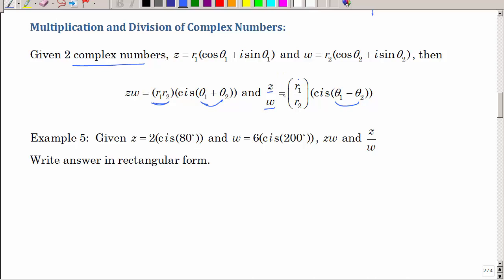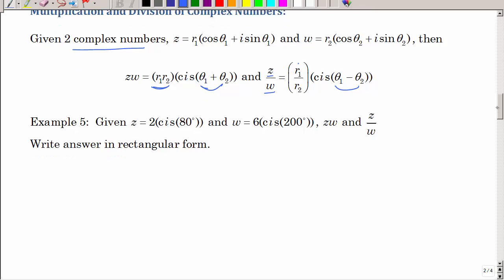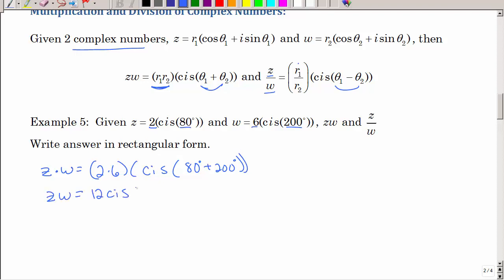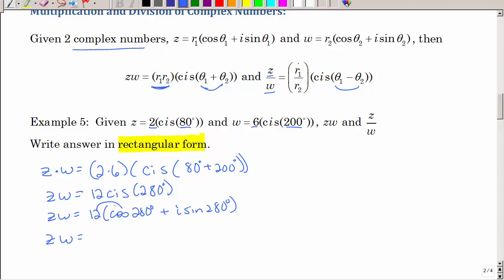So in example 5, we want to multiply these two values and divide them and write our answers in rectangular form. So let's go ahead and do that multiplication. The multiplication says to multiply their r values. So I've got a 2 times 6, and yes, I know that's 12, times the cis, or cosine i sine, of their theta values added together. So this would be z times w is 12 times cis of 280 degrees. Am I done? No, because it says to write it in rectangular form. So let's write this out as 12 times the cosine of 280 degrees plus i times the sine of 280 degrees. So if I want to write this in rectangular form, just like on the last example, I'm just going to use my distributive property.